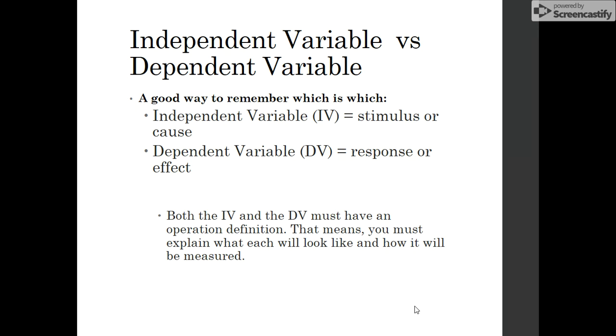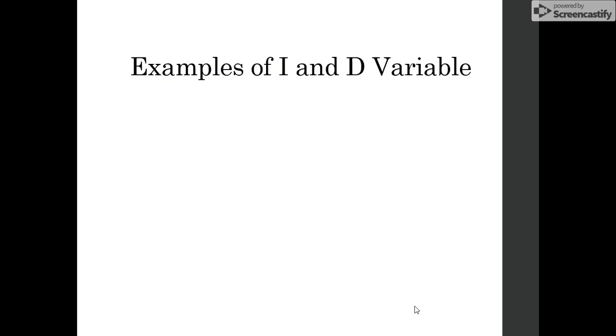Both of them have to have an operational definition. What that means is you have to explain what each will look like and how you're going to measure it. That's what an operational definition is. That way, if someone wants to replicate your experiment to try to get the same results, they can base that off of your operational definition.